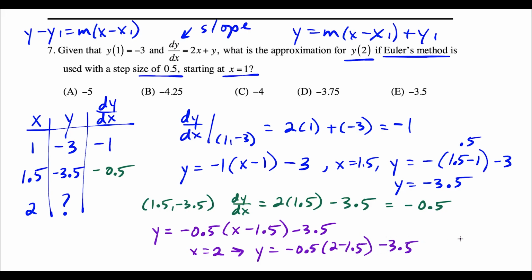So what this is going to give us here, I'll just simplify this over here. This is -1/2 times 2 minus 1.5, which is 0.5. So if I do -1/2 times 1/2, that's -1/4, or just think 5 times 5 is 25, but it's going to be after the decimal. So I'd have -0.25 minus 3.5, and when I simplify -0.25 minus 3.5, that gives us -3.75. And that's going to be our approximation for y, and it's going to match up with choice D.